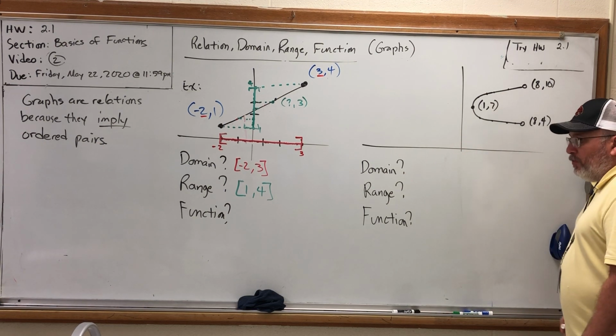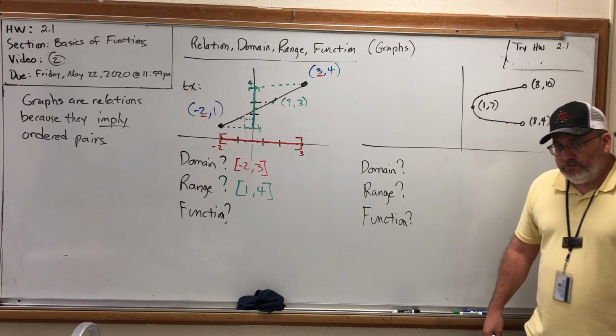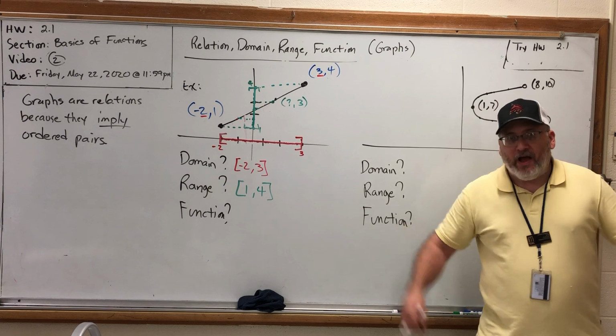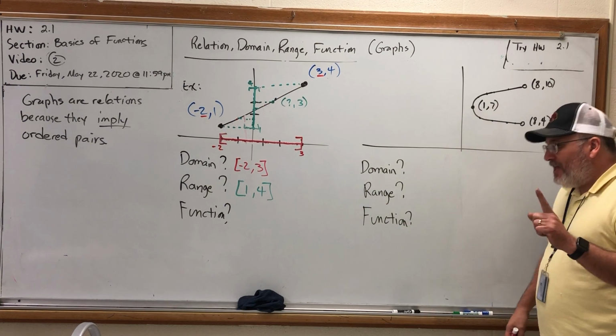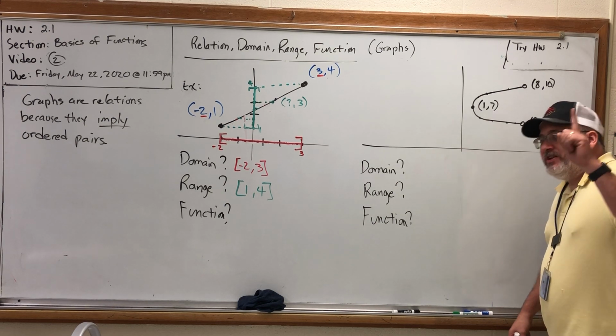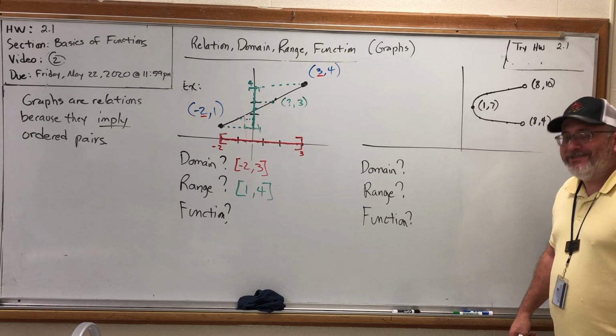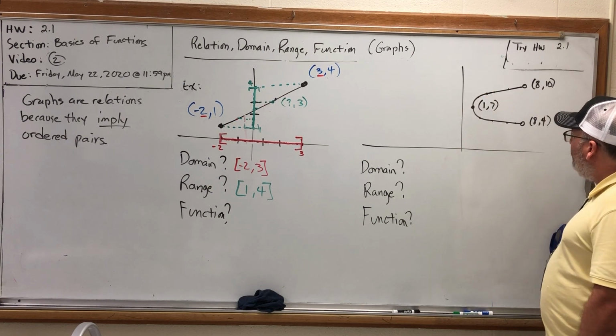Here's the easiest way to pull the domain off of a connected graph. Domain is x's. On a graph, x's are left to right. So you ask yourself two questions. What is the leftmost point's x-coordinate? What is the rightmost point's x-coordinate? How far left does the graph go? How far right does it go?